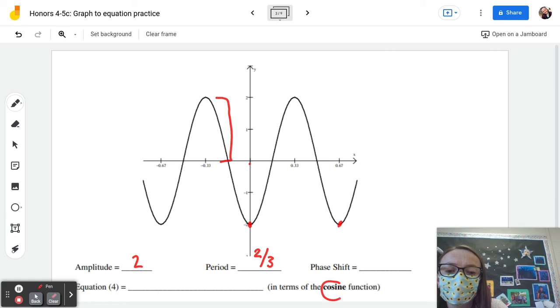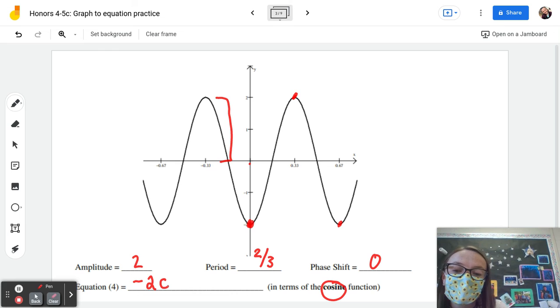Phase shift, well, if we're dealing with cosine, I'm actually going to approach this a different way. You could pick that this right here is your starting point for cosine. You could have a phase shift of 0.33. I'm actually going to go a different route and maybe make this a little bit easier. I'm going to say my phase shift for cosine is 0 because I'm going to say this is my starting place of cosine. The way to make cosine start at a minimum instead of a maximum is to flip it across the x-axis. So I'm actually going to write that this is -2. So my amplitude is still the same, but if I make it negative, it will flip it across the x-axis.